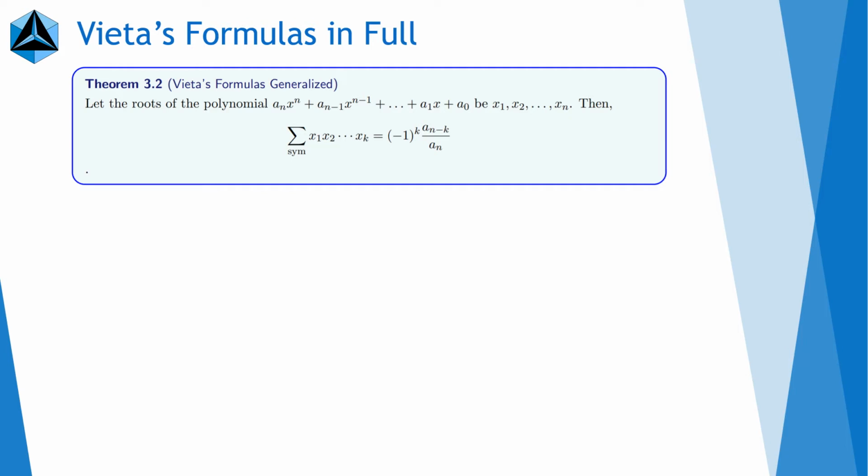So anyway, Vieta's formulas generalized. Let the roots of the polynomial a sub n x to the n plus a sub n minus 1 times x to the n minus 1 plus all the way up to a sub 0 be x1, x2, x3, x4, all the way up to xn. Then the symmetric sum of x1, x2, all the way up to xk is equal to negative 1 to the power of k times a sub n minus k over a sub n.